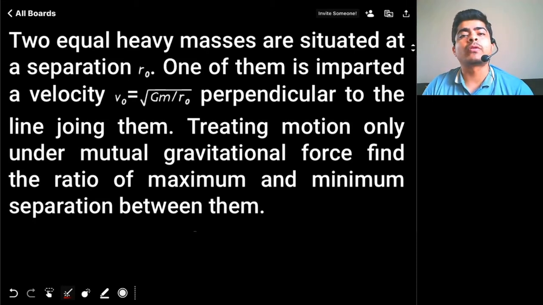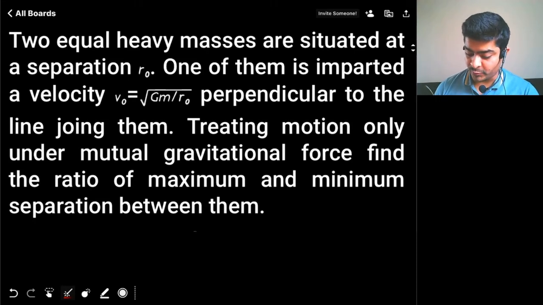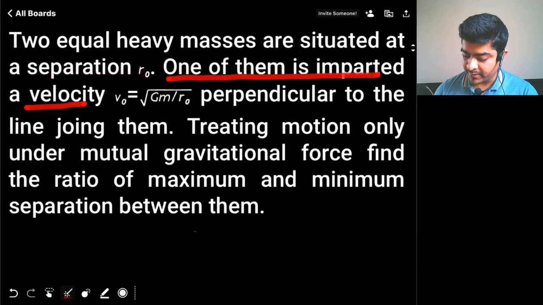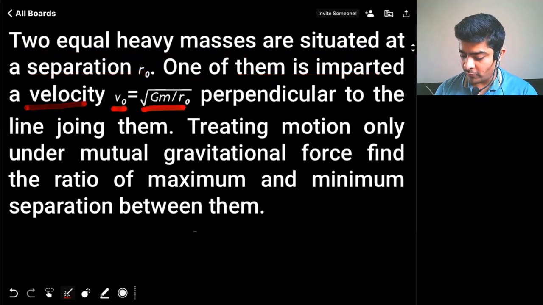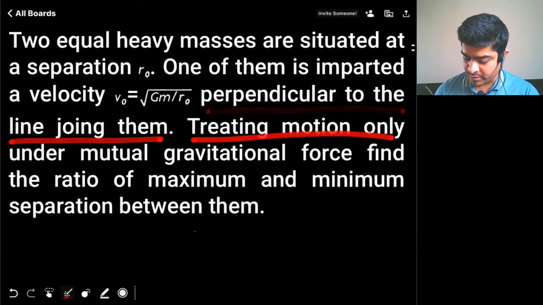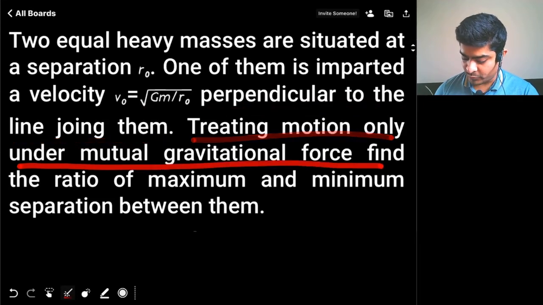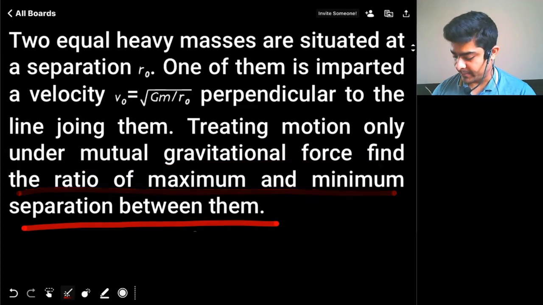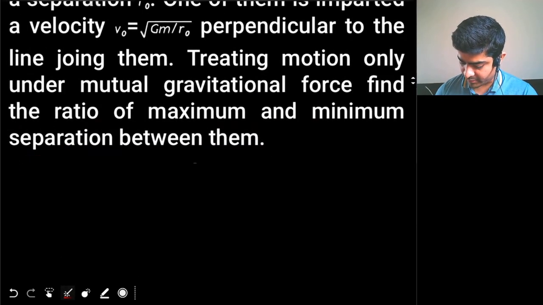Okay, now here we have a question of pseudo gravitational force. Two equal masses, heavy masses, are situated at a separation of r naught. One of them is imparted a velocity v naught equal to square root of GM by r naught, perpendicular to the line joining them. Treating motion only under mutual gravitational force, find the ratio of maximum and minimum separation between them. So let's draw the diagram for this.